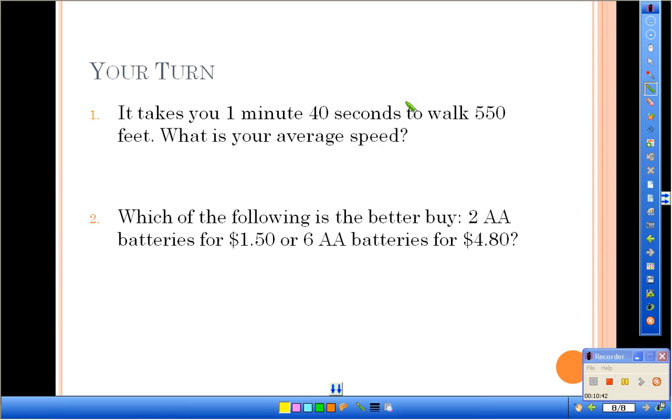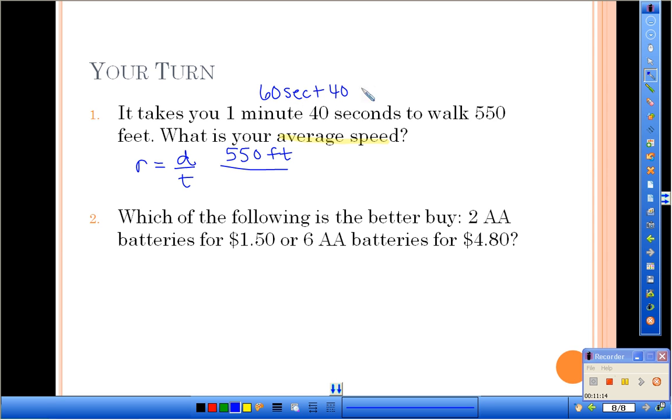The first question says, what is your average speed? So right away, I know I'm going to be using that formula that we learned for speed. Rate is the same as speed. So the speed equals distance over time. Our distance in this question was 550 feet, and our time was 1 minute and 40 seconds. Again, we want this to be in the same units. We know that 1 minute is 60 seconds plus the 40 seconds for a total of 100 seconds. So our time that we'll put in the denominator is 100 seconds.